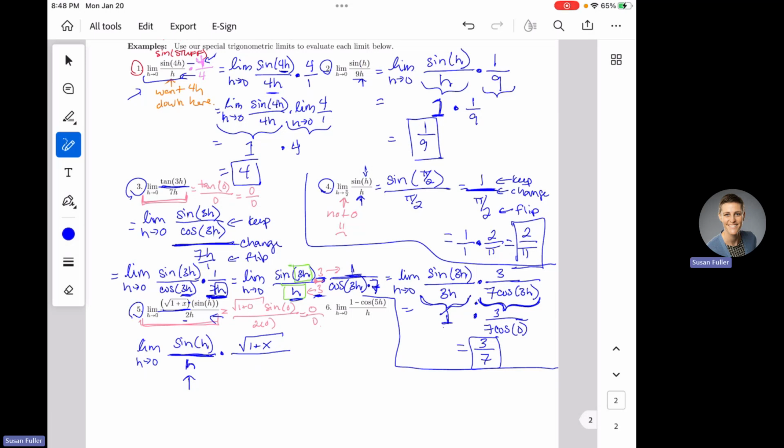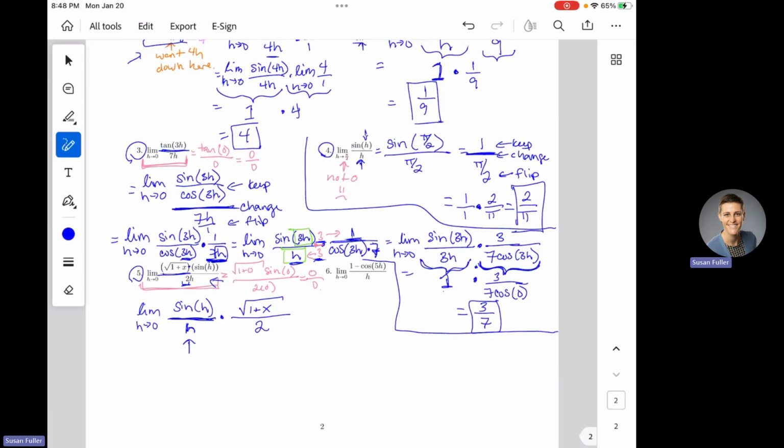I've got this 2. I don't want the 2 as part of my gift because that would wreck the whole thing. So I'm going to take the 2. I don't want it with my gift. I'm going to put it with my extra stuff. The 2's on the bottom, so it's going to go on the bottom in my extra stuff. Right? Gift times extra stuff. That's how we did this with all of these other ones. We're organizing it into a gift fraction and an extra stuff fraction.